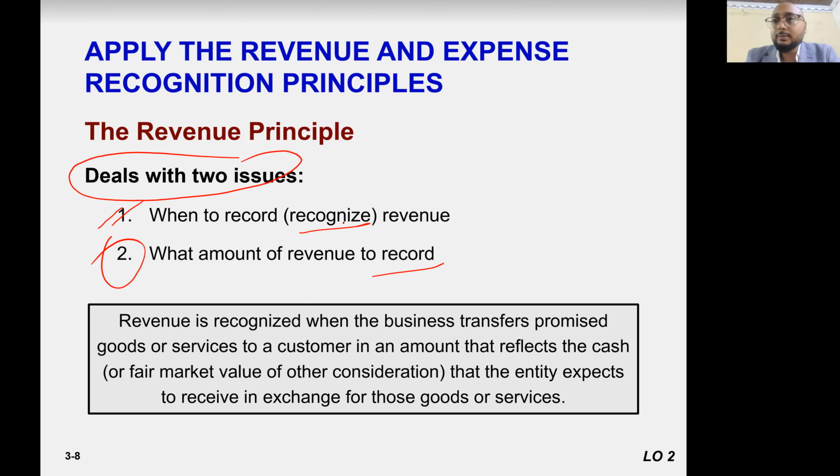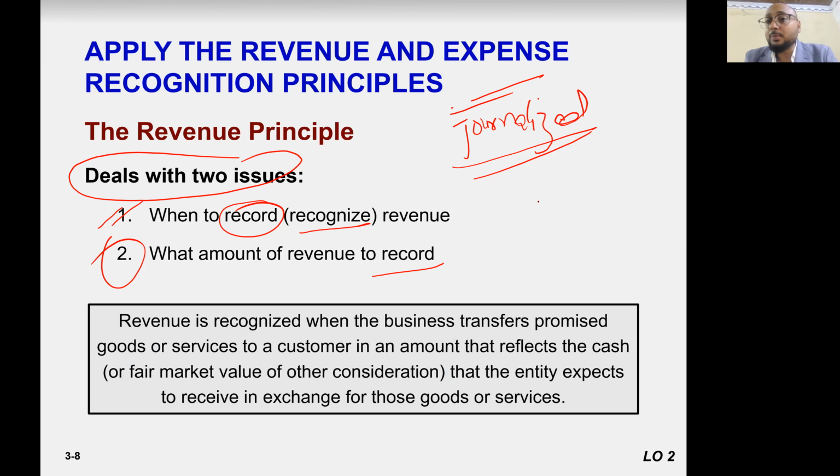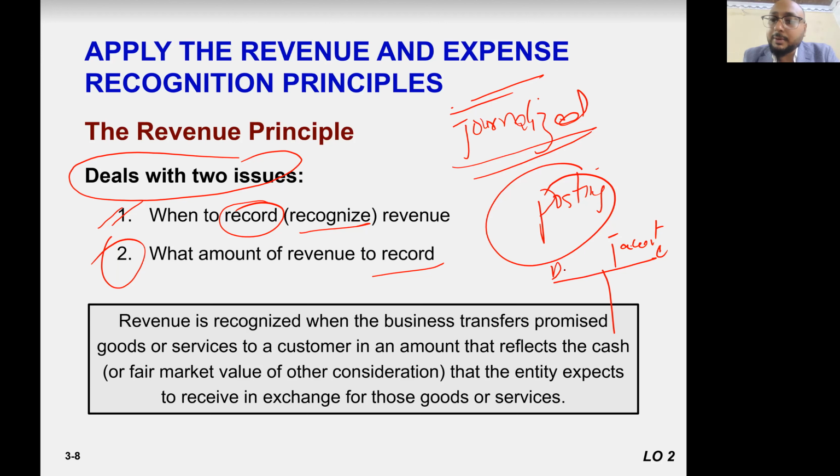So if you hear any accountant using the word recognize, always remember that you're talking about recording. And recording means journalize, making an entry. Posting means that you are posting on T accounts, right? This is the credit side, this is the debit side. Remember that one from our last lecture, right?